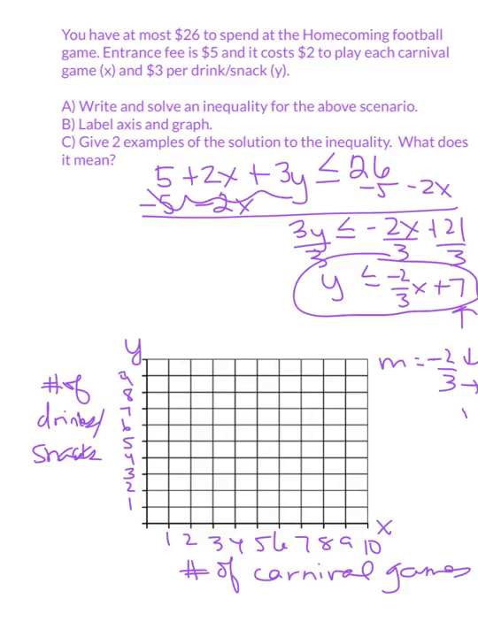Now I'm going to graph. So I start at 7. So here's my y-intercept at 7. And my slope, I'm going to go down 2 to the right 3. So down 1, 2 to the right 3. Down 2 to the right 3. Down 2 to the right 3, and I'll just kind of keep going. And again, that's a solid line because I have less than or equal to. So I'll draw my solid line through my points. And again, it's less than or equal to, so I'm going to shade below.